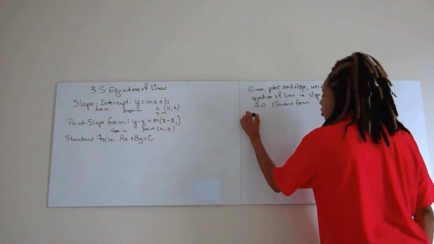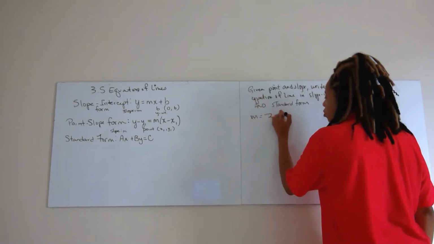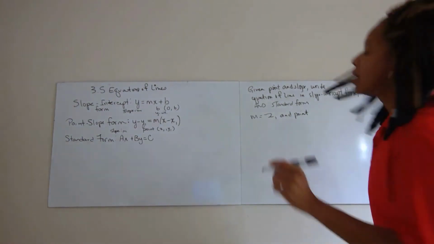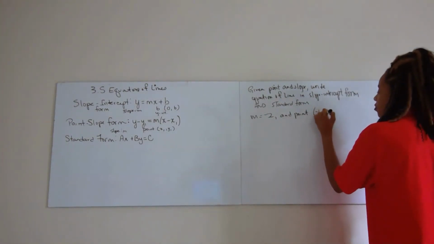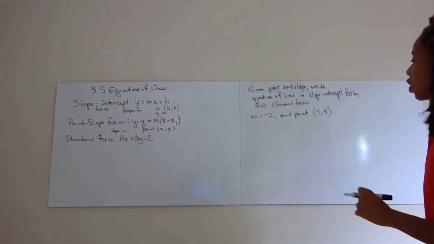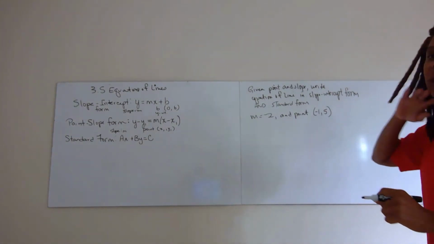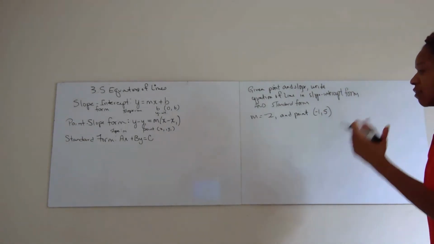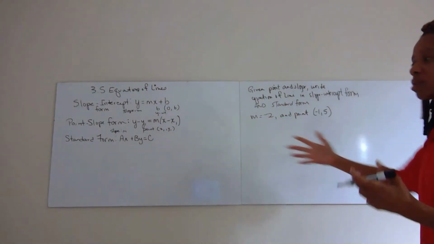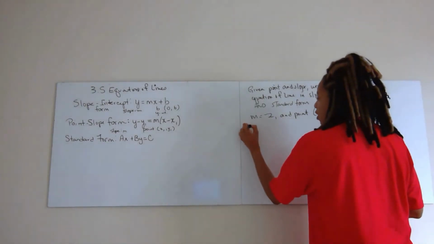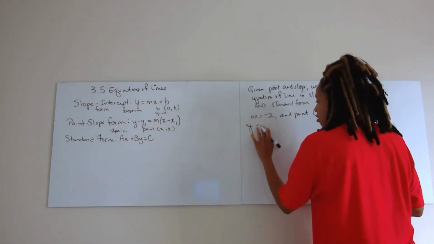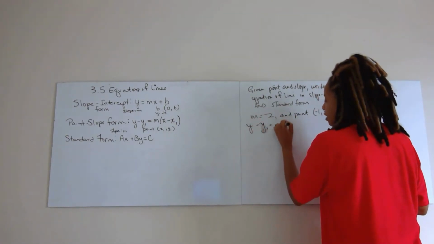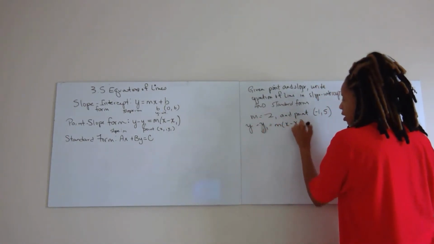We have a slope of -2 and a point of -1,5. All right. So we are given a slope and we're given a point, and we are supposed to write the equation of the line. So given the information, we are going to use the point slope form. If you write the formula before you work the problem every time, by the time you finish practicing, you'll know it by heart.